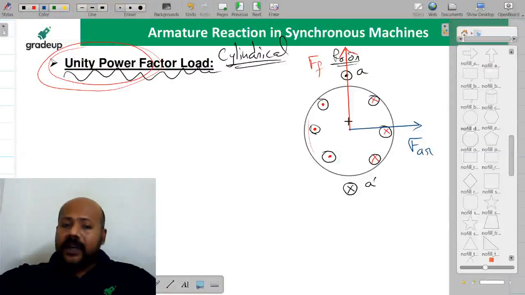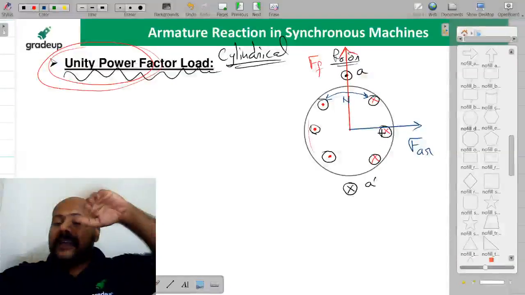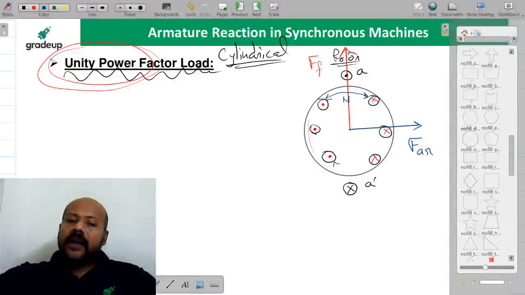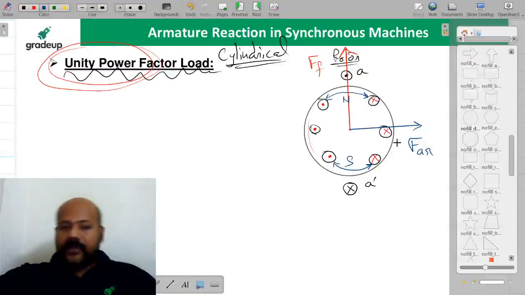Now if you see, listen to me properly, because of the field winding, this area is going to behave like a north pole because of the rotor windings, the field windings, and this area is going to behave as the south pole. Are you getting this idea or not, for the field winding? Yes or no? Are you getting this idea?